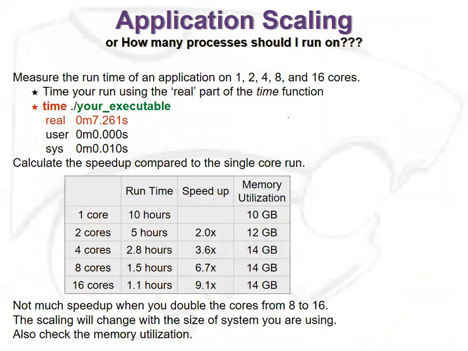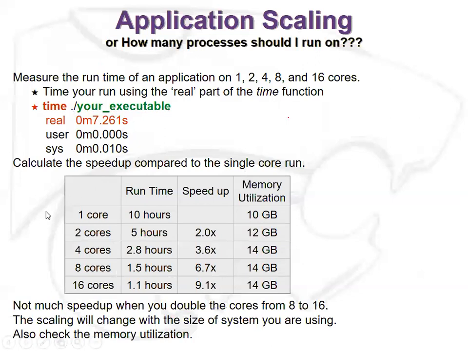One common question when you're running a parallel application is, how many processors should I run on? When you start running a job, I can't answer that for you. The first thing you should do is what's called a scaling test. Take a typical size run that you're going to do, and run it on 1 core, 2 cores, 4 cores, 8 cores, and 16 cores, which is what I did in this example. I use the time command in front of my executable. If I was running an MPI job, I would do time, mpirun, the number of cores, and then your application. That'll report the real time that your application uses.